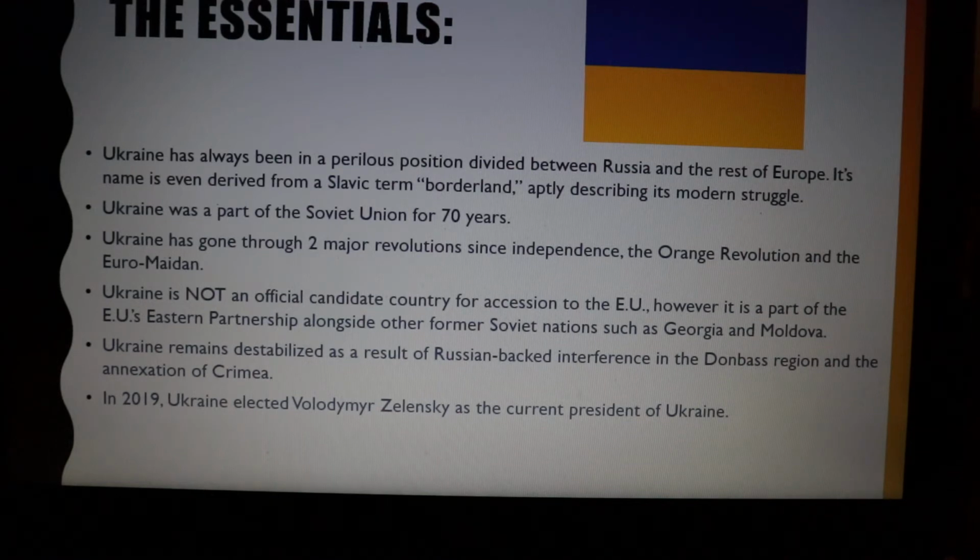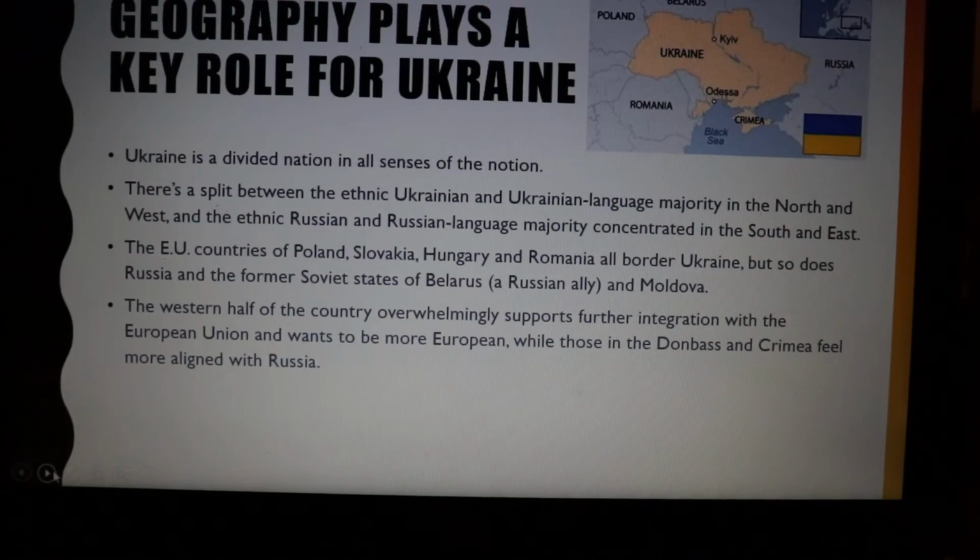Ukraine is not an official country for accession to the EU. It's not a candidate country. However, it is a part of the EU's Eastern Partnership, along with other former Soviet nations such as Georgia and Moldova. And Ukraine remains destabilized to this day as a result of Russian-backed interference in the Donbass region and annexation of Crimea to Russia. In 2019, Ukraine elected Volodymyr Zelensky as its current president as well.